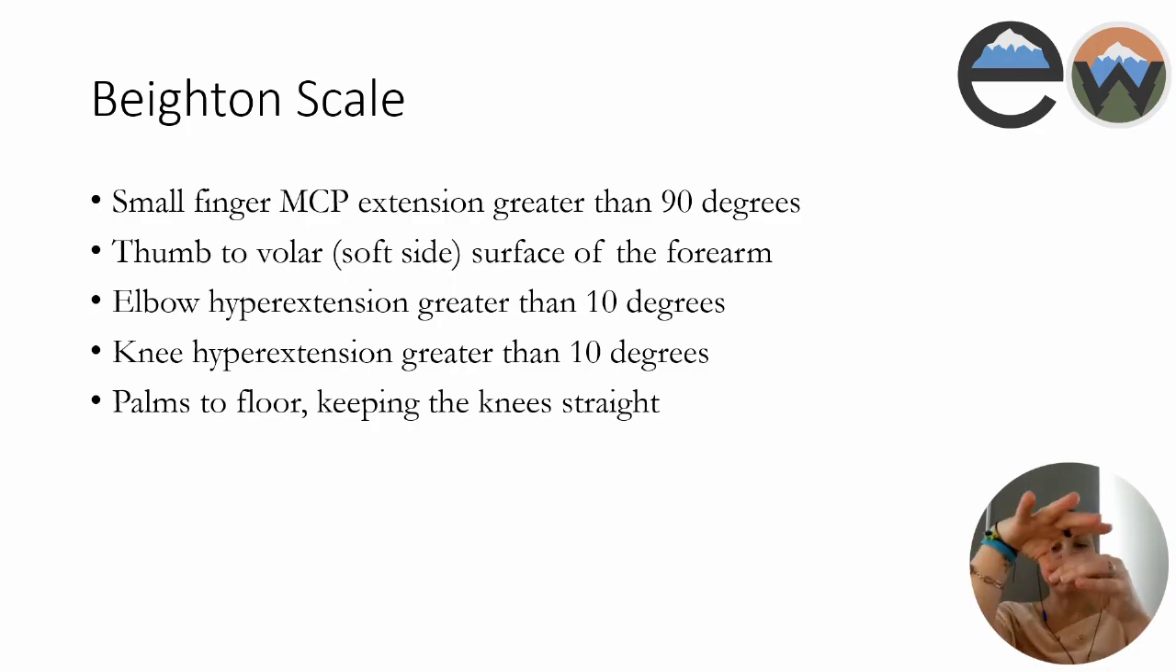The Beighton scale looks at the small finger, pulling the small finger back, looking for more than 90 degrees, bringing the thumb, EDS gang sign, right? Bringing the thumb down to the forearm. Technically, this is supposed to be done with the elbow straight, just so you know, within the clinical diagnostic criteria. Elbow hyperextension greater than 10 degrees. So we're measuring the hyperextension of the elbow when you bring your arms out to the side. And the individual can really try to hyperextend in that position.